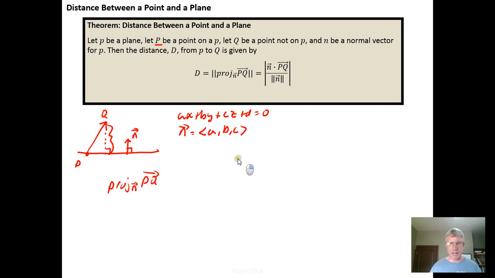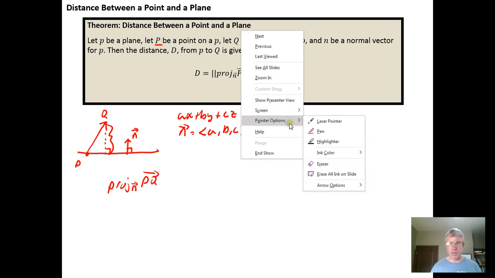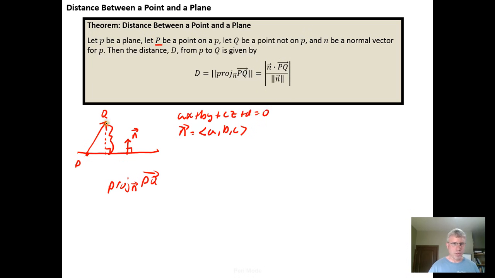And if you do that, the projection is going to give you this vector right here. That's going to be the projection of PQ onto the normal vector. And the idea is that if we can find the projection of PQ onto the normal vector, we just need to know the magnitude or length of that projection, and that will be the distance from Q to the plane itself. So we need to know the magnitude of that projection.